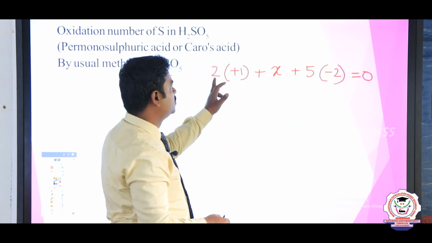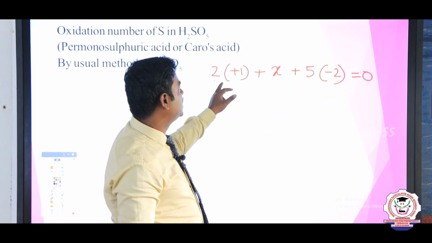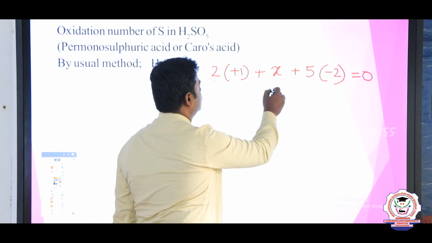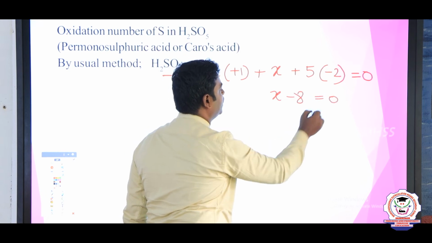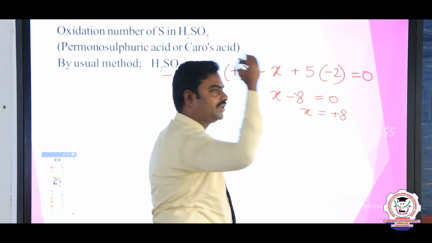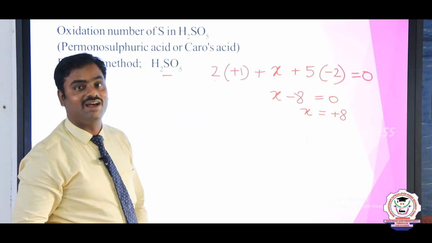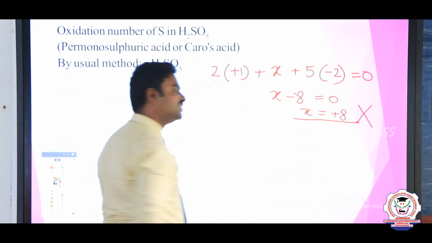Now 2 plus 1, 2, 5 into -2, that is -10, plus 2 and -10, the value is -8. So X minus 8 is equal to 0, so X is equal to +8. Like that you will get the value. That is not correct. Actually it is a wrong value. Why is it a wrong value?